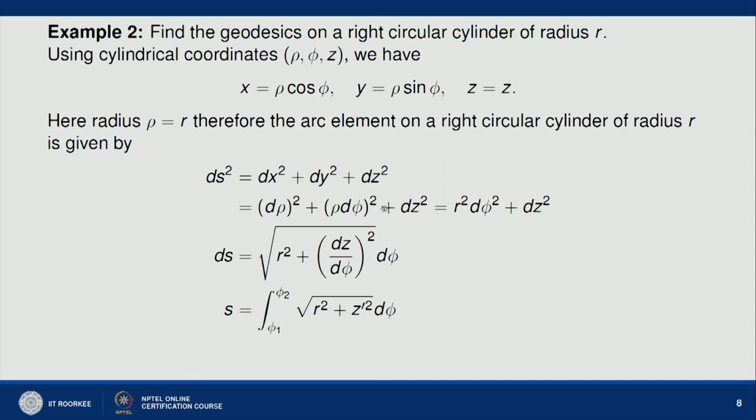Similarly, you can find g22 as del x by del phi, which is minus rho sin phi, and del y by del phi is rho cos phi, and del z by del phi is nothing but 0.